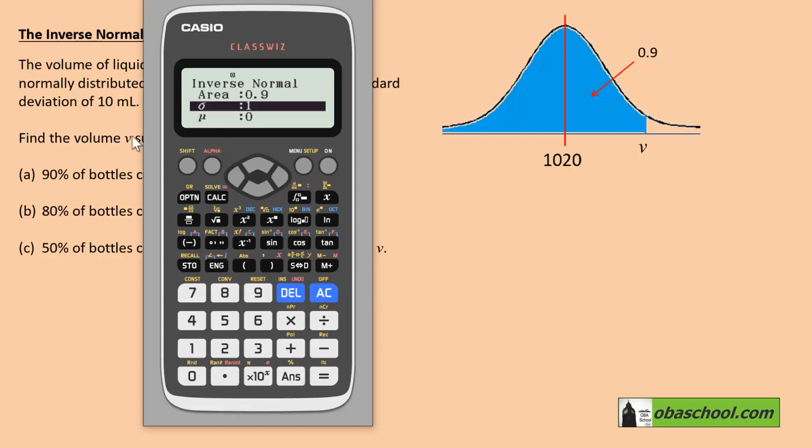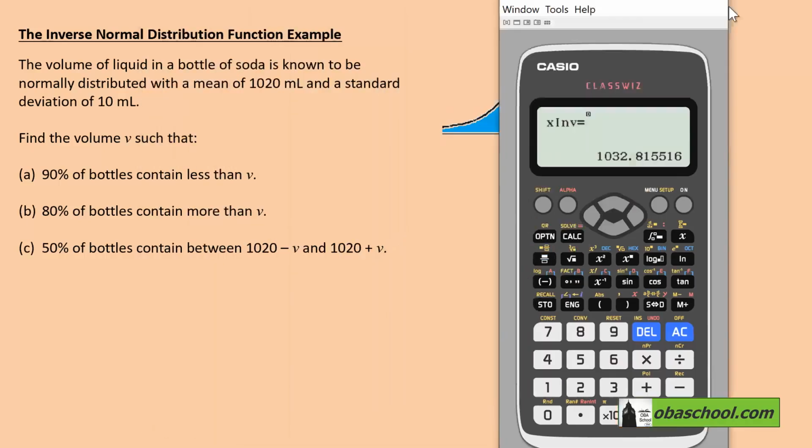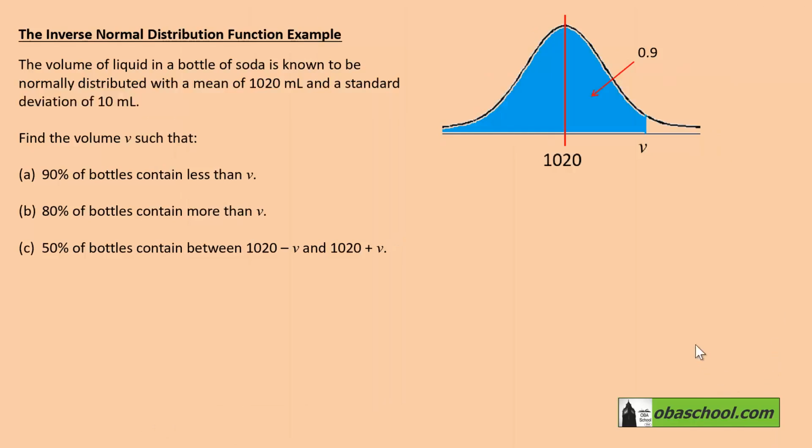My sigma is 10. And the mean was 1020. And that gives me the V is 1032.8. I'll just move the calculator out of the way, and we can see that we have that answer.